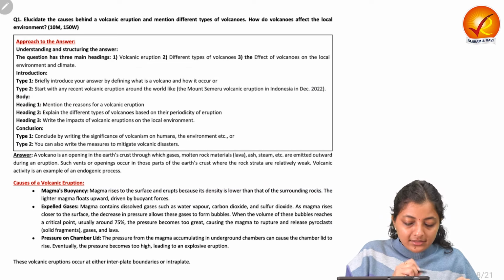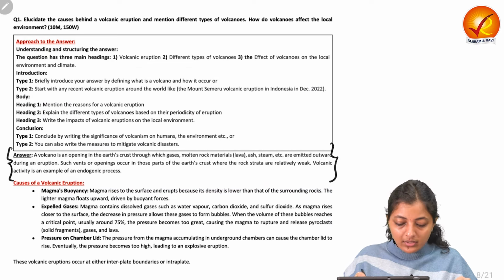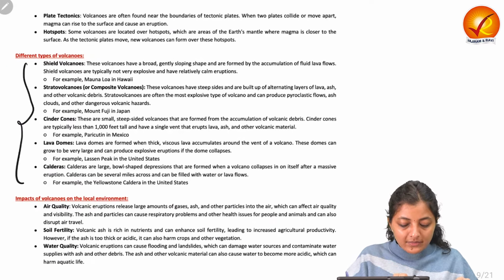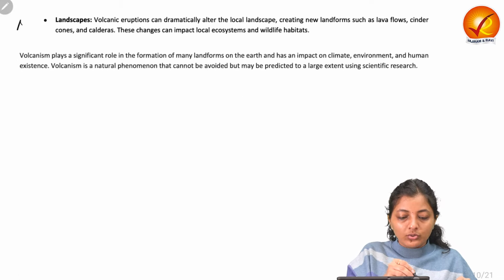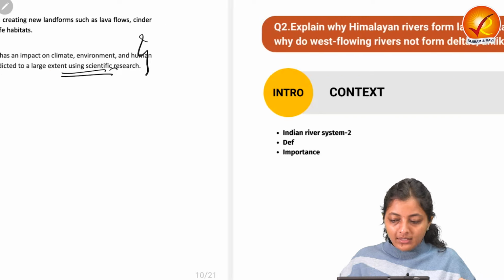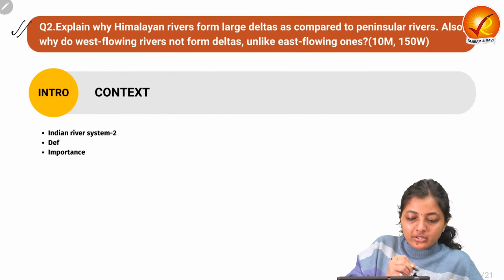Let's see, the model answer is talking about volcanoes, then causes of the volcanic eruption, then different types of volcanoes, then the impact of volcanoes on the local environment, and finally a summary. Now let's move on to the second question.